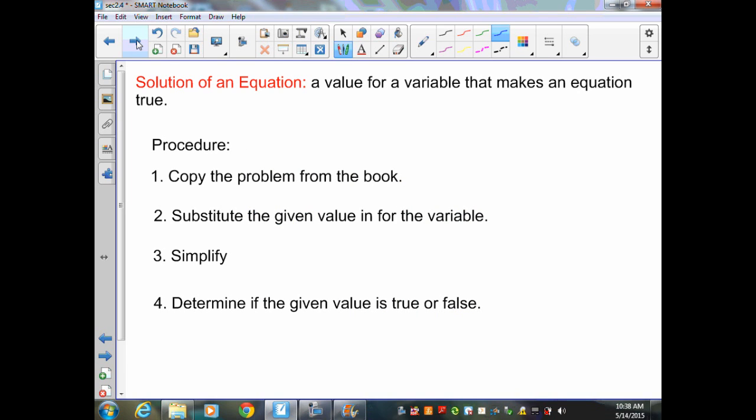Next, we want a solution of an equation, a value for a variable that makes the equation true. Up to this point, we've been calling them open sentences. Well, here's our procedure. We're going to copy the problem from the book as we always do. We're going to substitute the given value in for the variable. We're going to simplify both expressions, on the left or right side of the equation, and determine if the given value is true or false.